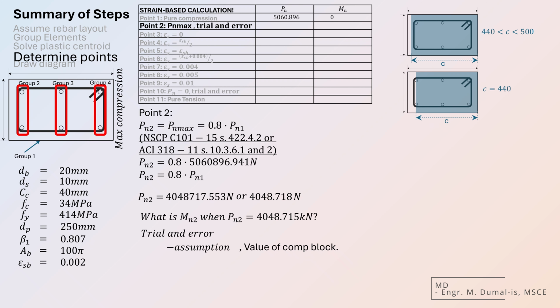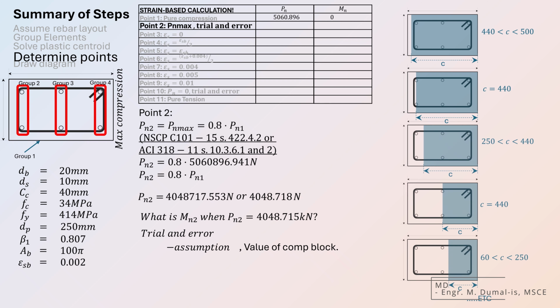Next, c equals 440. Here, the compression block is exactly at the steel on the left side. This is a critical point where that group is on the verge of transitioning to tension. We can keep changing the location of c when the previous assumptions fail. By testing values of c within each of these zones, we can check which assumption leads to a force that satisfies the 0.8 Pn condition.